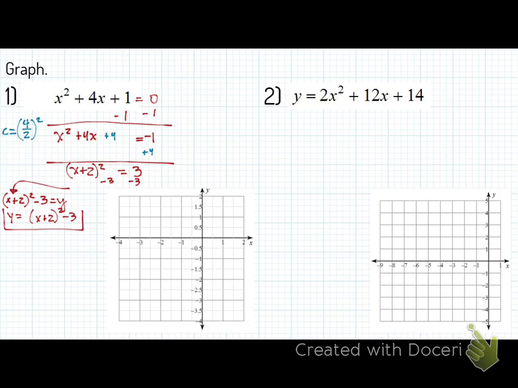Is this in the standard form of the equation? Or the vertex form, I mean? Does this look like the vertex form? Yeah, it does. What's a on this problem, everyone? What's a equal to? 1, right? What's b?